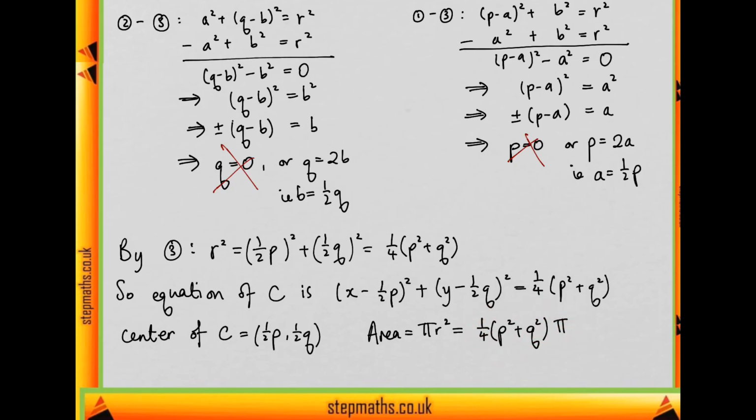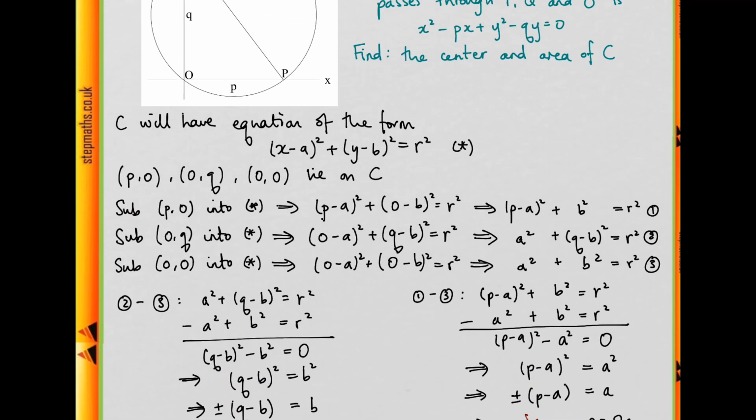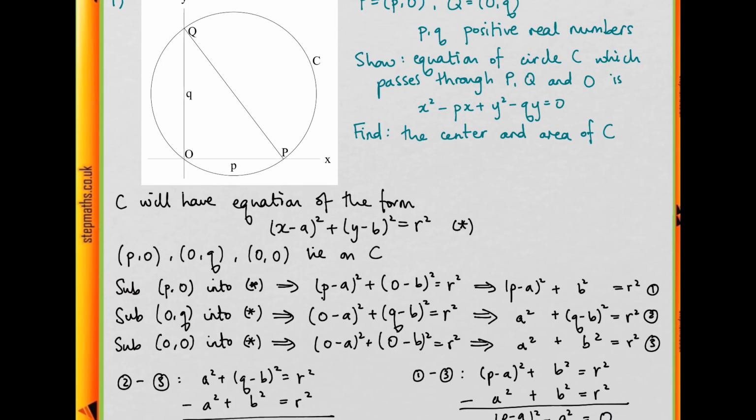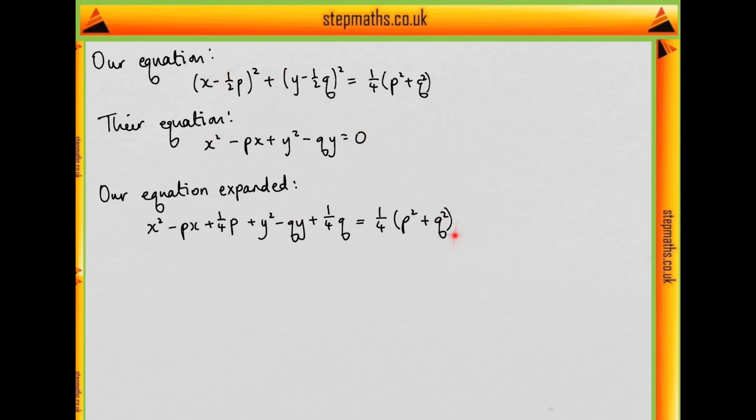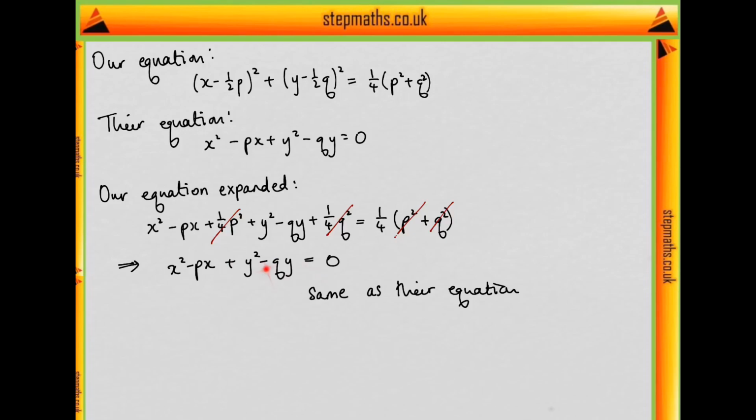Now we just want to see if our equation for C is the same as the one that they want. This is the equation we got, and this is what they have. So let's expand ours and check if it's the same as this. This is what we get if we expand our equation. And we see that we've got a quarter p squared and a quarter p squared, which cancel, and the same for the q squareds. So our equation is the same as their equation.